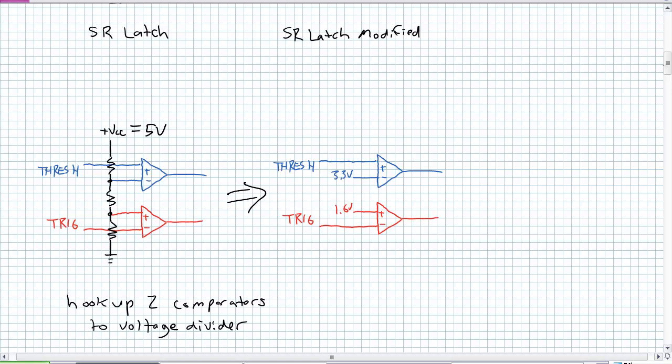When threshold is higher than 3.3, it's true. When threshold is lower than 3.3, it's false. What's the red lower comparator doing? It's comparing trigger with 1.6 volts. When trigger is 0, the output is true. When trigger is higher than 1.6, the output is false.